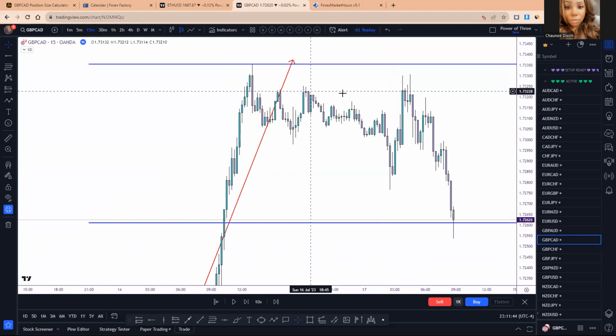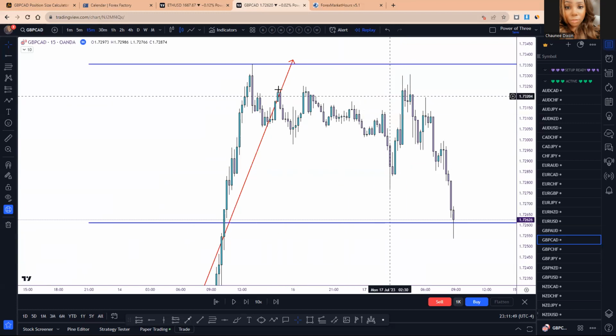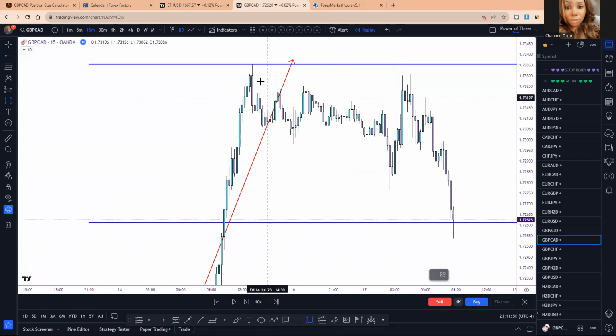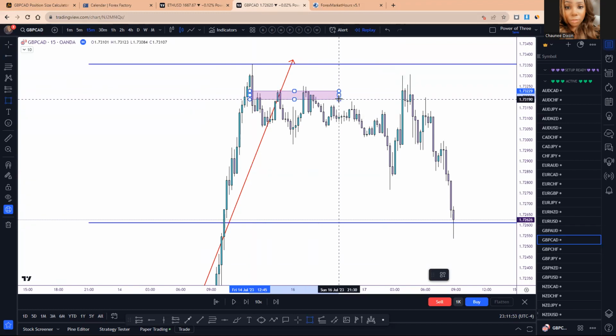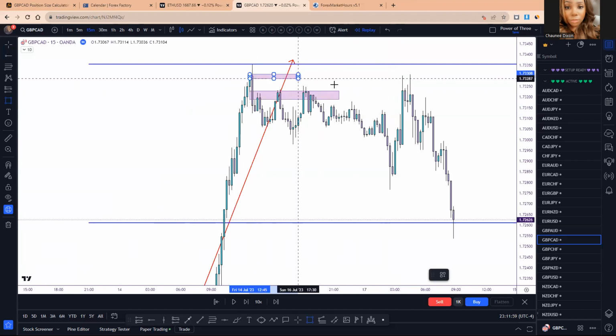Advanced knowledge: all this is considered liquidity. So when it came up, it really just took this out. So it did come into a fair value gap and an order block area though. So there's the fair value gap. It destroyed the fair value gap, but an order block was still up here.